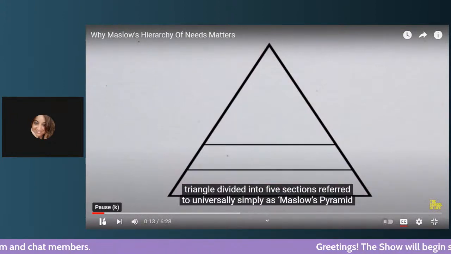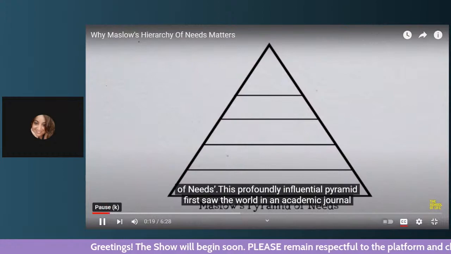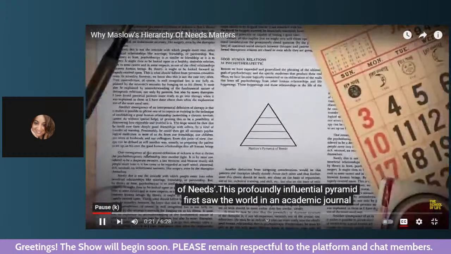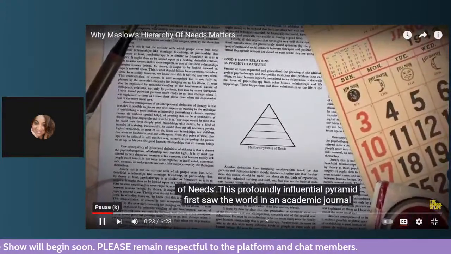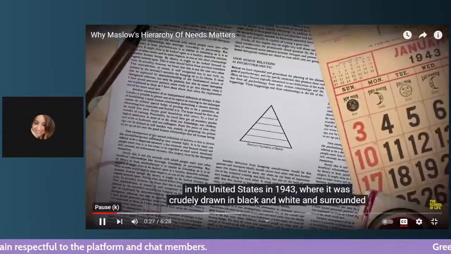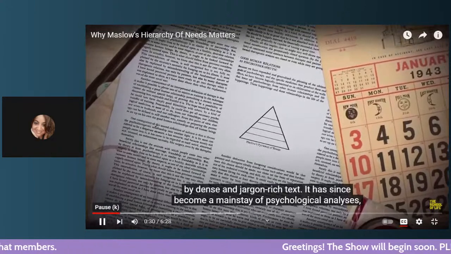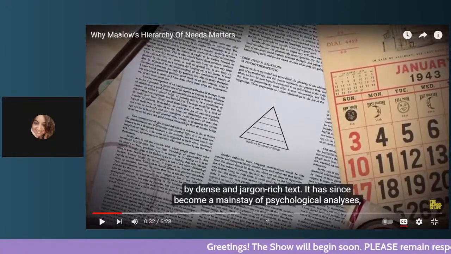Divided into 5 sections, referred to universally simply as Maslow's pyramid of needs. This profoundly influential pyramid first saw the world in an academic journal in the United States in 1943, where it was crudely drawn in black and white and surrounded by dense and jargon-rich text.